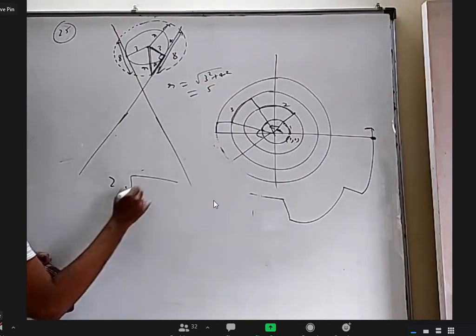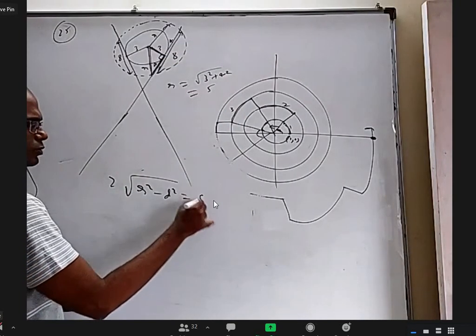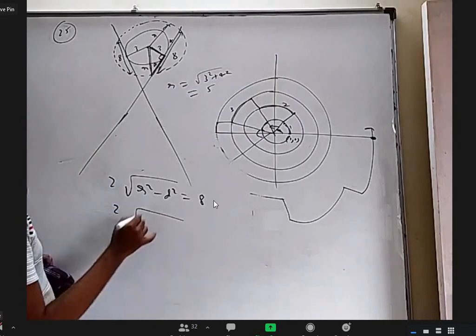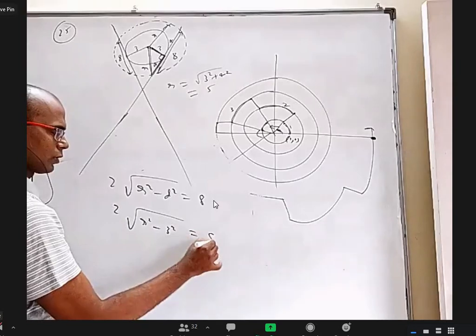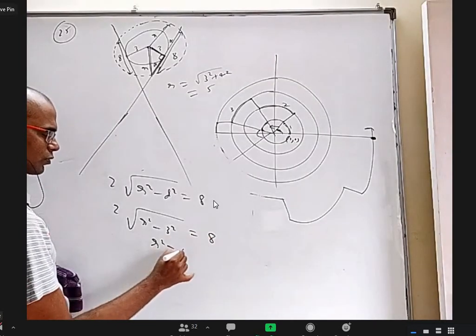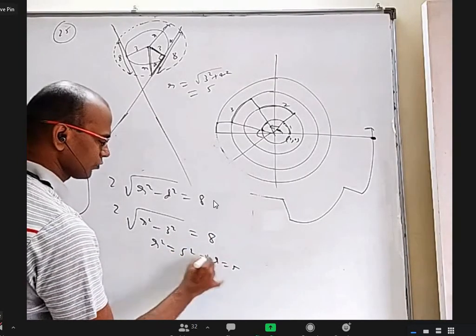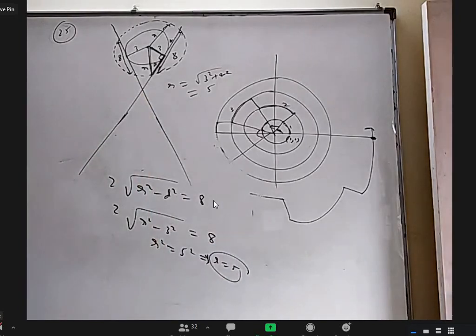Because we have the chord length as 2 root r square minus d square. They gave 8. And r square we have to find, and they already gave d indirectly as 3. So from that you will get r square equal to 5 square and r equal to 5. It's directly from the figure. So the lines' equations do not play any role in this question.